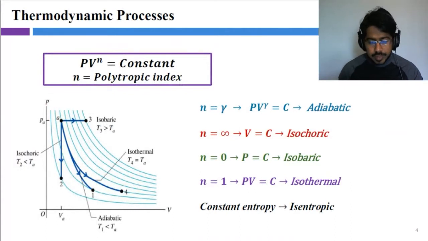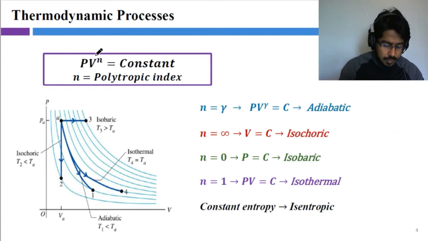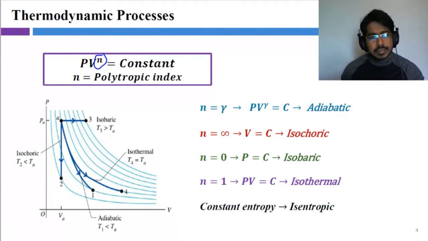Okay, so as I mentioned, we can use the polytropic process to represent different processes, right? Depending on the polytropic index n, the process type, the shape of the curve, everything changes, right? And this polytropic index is a constant for a given process, so the number can vary depending on the conditions. Let's see one by one.